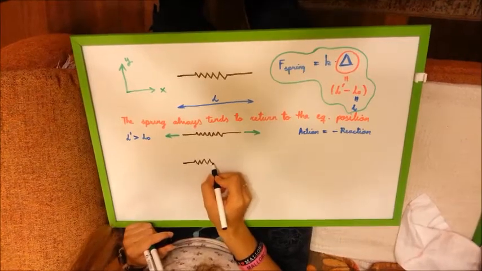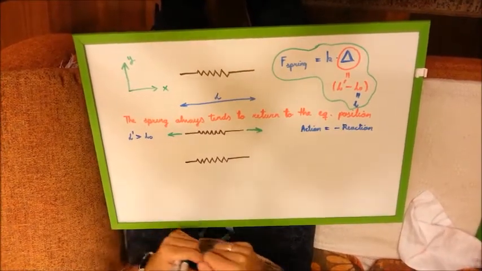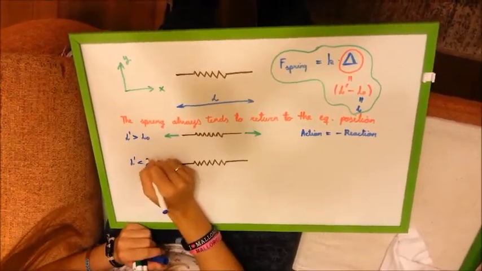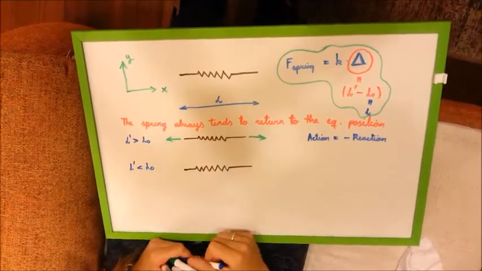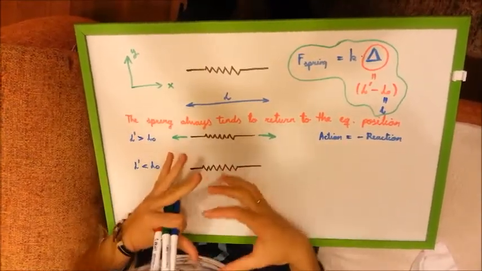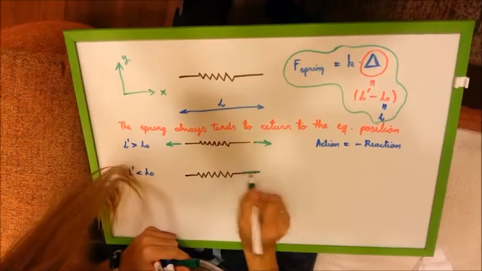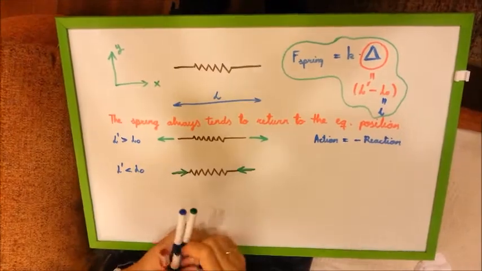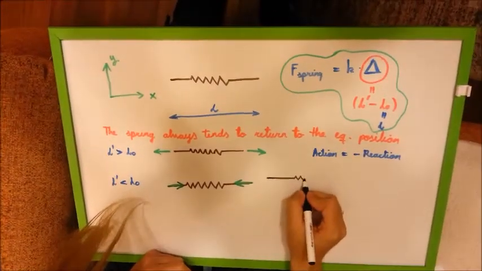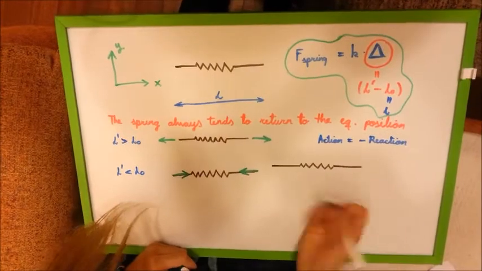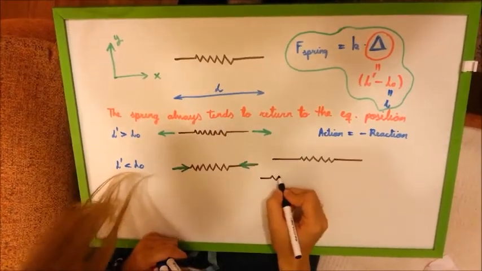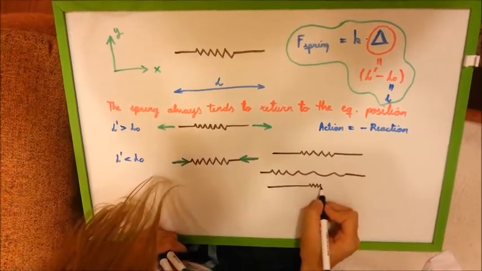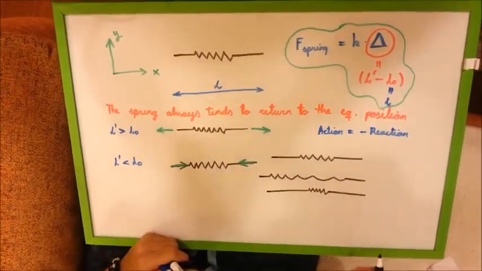Okay, now we have here another spring. If in this case L prime is smaller than L0, that means that the spring is compressed. So the force on the spring is like this, because now the spring is smaller. Let's say this was the natural length of the spring. When the spring is stretched, it will be something like this, and if the spring is compressed, it will be something like this.